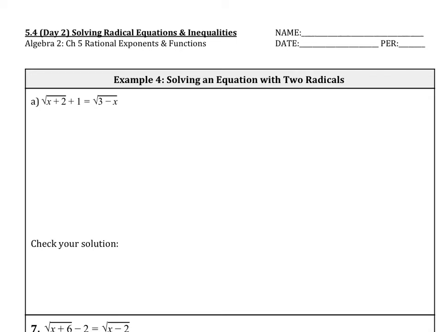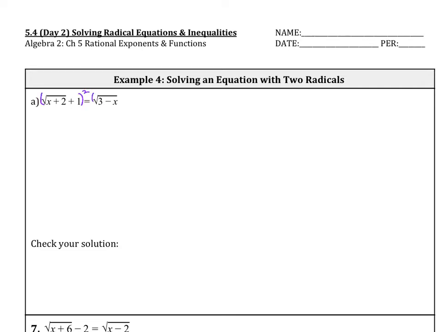So we have the square root of x plus 2, plus 1, equals the square root of 3 minus x. Now looking at this problem, there isn't anything that we can do. It looks like we might be able to. Maybe we could subtract 1, but really that's the same thing, so that doesn't help us at all. So what we want to do here is square each side.